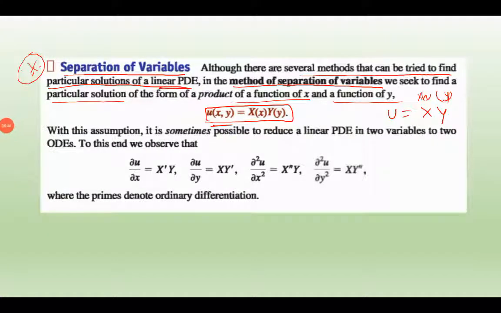Here, when you differentiate u with respect to x, you are differentiating only the x part, X prime Y. Now X is differentiated by ordinary differentiation.